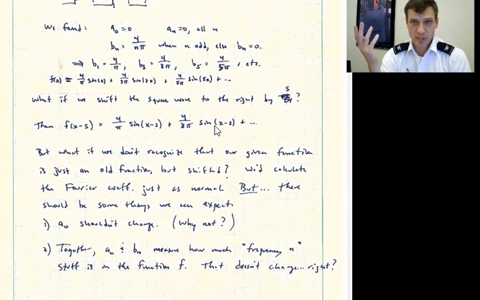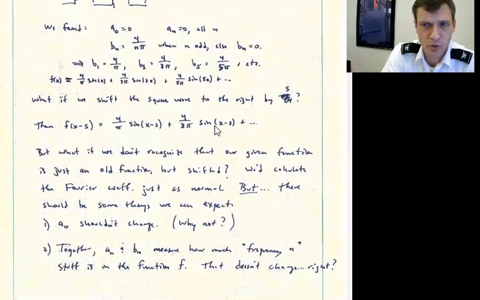if I don't recognize it's just an old function just shifted to the right, I'm just going to find the Fourier coefficients for it, right? You give me a function, I'm going to find Fourier coefficients. I'm not necessarily going to look at it and try to see if I recognize, oh, this is just that function, whatever, right? Nothing actually is that neat anyway. So you're going to go through the Fourier coefficients just as normal.